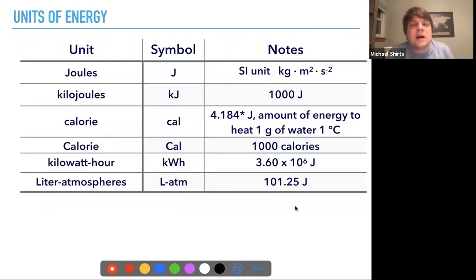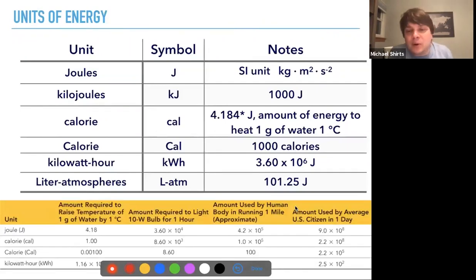It's kind of hard. So be aware that usually if it's the small c calorie in a problem, it's 4.184 joules. If it's a big C calorie that you'd see on a food wrapper, that is 1,000 of the small c calories, so it's about 4,180 joules. A kilowatt hour is very common when you're dealing with electric energy. That's actually a much larger unit, 3.6 times 10 to the 6 joules. A liter atmosphere is not used all that much, but it shows up in intermediate calculations all the time. And that's about 100 joules.